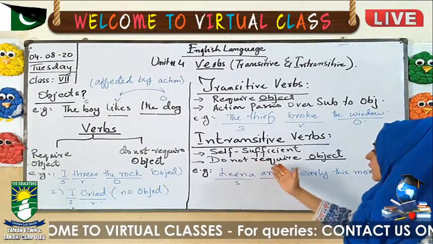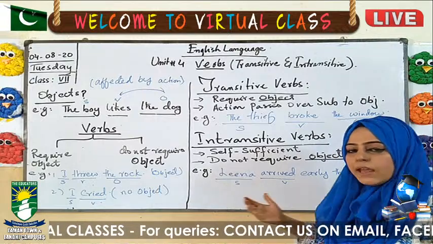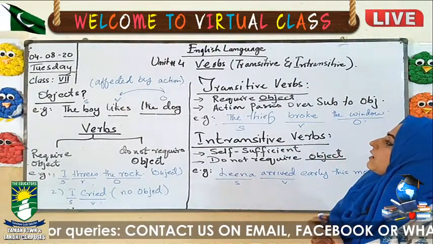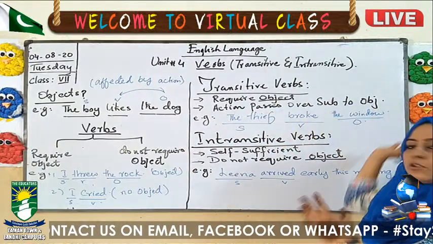So the basic differentiation between transitive and intransitive is that transitive verbs require an object, and intransitive verbs are self-sufficient; they do not require any object for giving the sense. Without having an object, they still give a sense. I have written one more thing here: action passes over from the subject to the object.